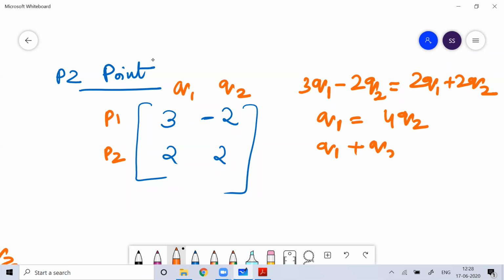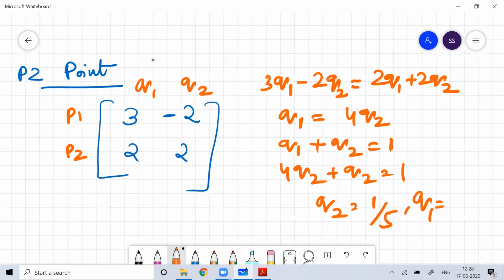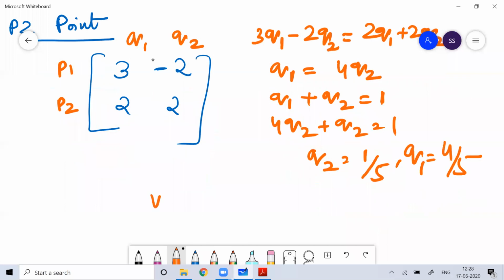So Q1 plus Q2 equals 1. So 4Q2 plus Q2 equals 1. So Q2 is equal to 1 by 5. You get Q2 equal to 1 by 5. So then Q1 would be equal to 4 by 5.